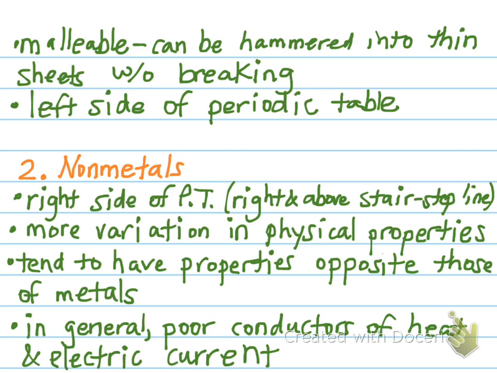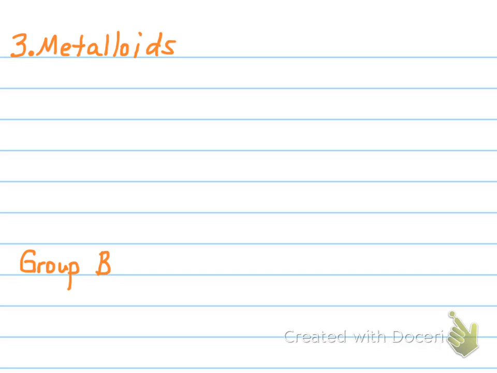So metals are on the left and below that heavy stair-step line. The nonmetals are to the right and above that heavy stair-step line. The important property about metals is that they are good conductors of heat and electricity. The important property about nonmetals is that they are poor conductors of heat and electricity.